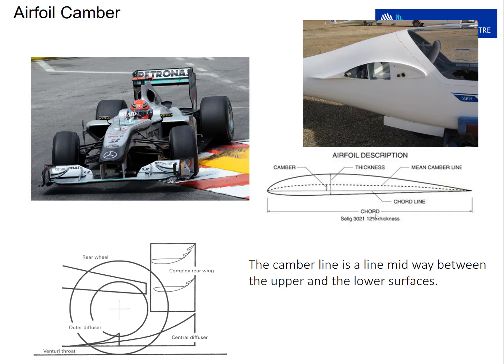And the amount that this center line is raised above the chord line is what's known as the camber of the wing, and therefore the wing is known as cambered. And this is a cambered wing. Essentially it's a kind of symmetric wing but twisted.